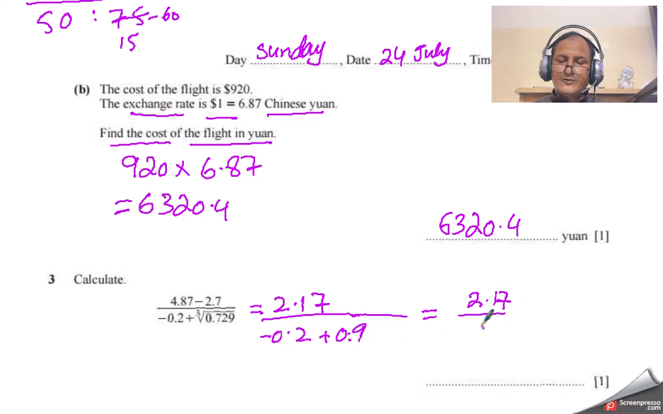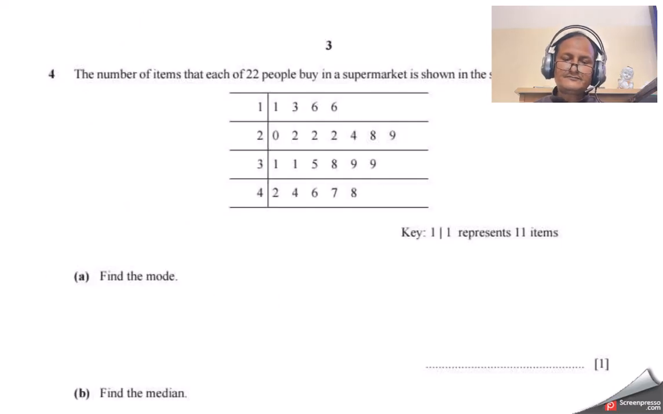When we further solve it, it is 2.17, and when we subtract 0.2 from 0.9, it gives us 0.7, and if we divide it, 7 3s are 1s, it gives us 3.1. This is the answer for the 1 mark. You can easily solve it with the help of a scientific calculator. Simply put the values.